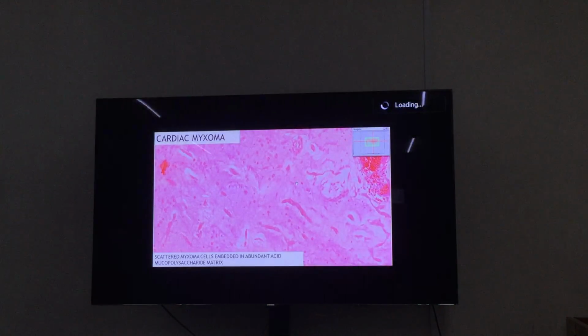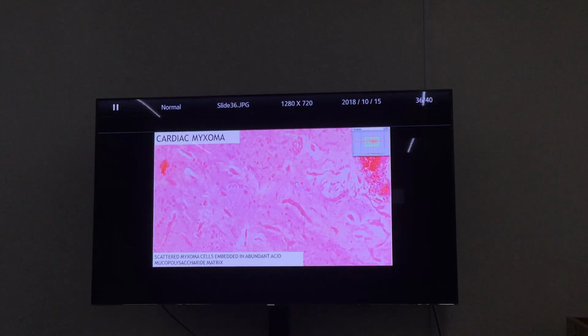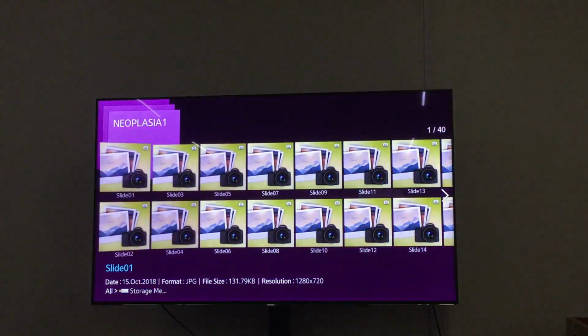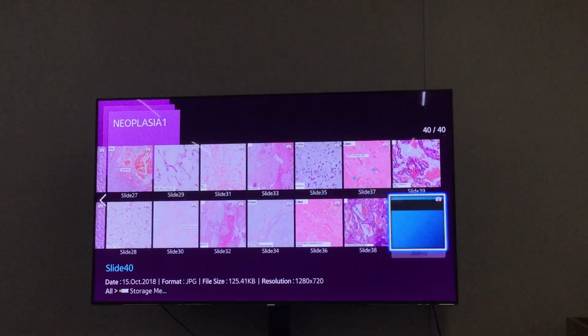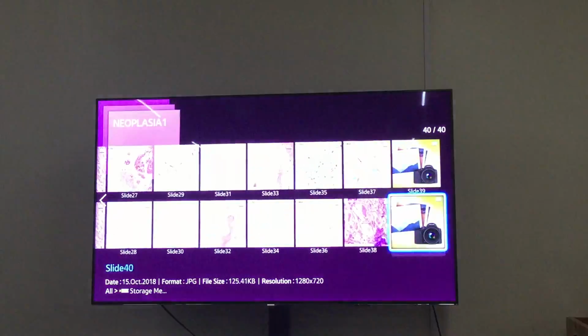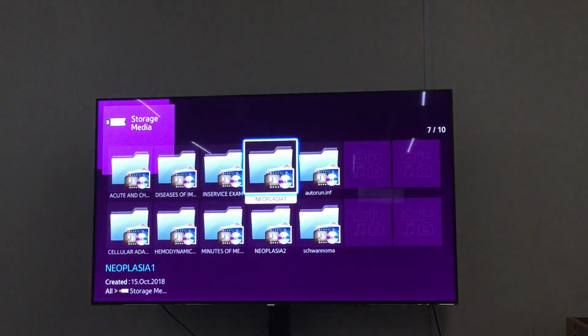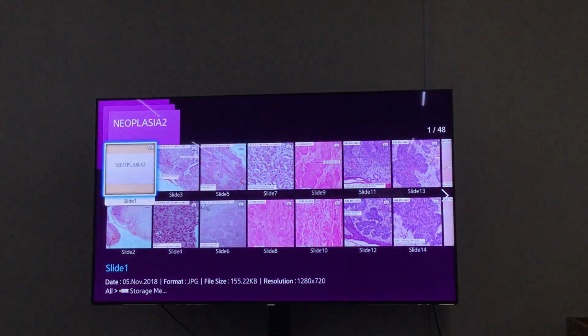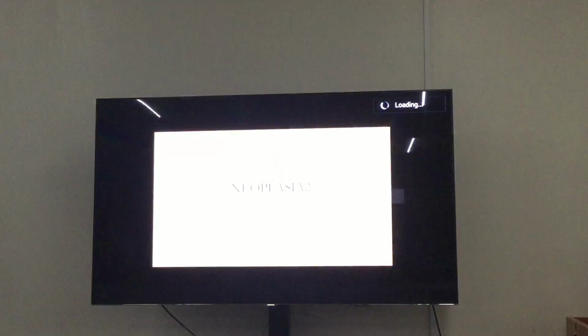So, tapos na to, cardiac myxoma. Wala naman siguro. Okay. So, we go now to malignant epithelial tumors.